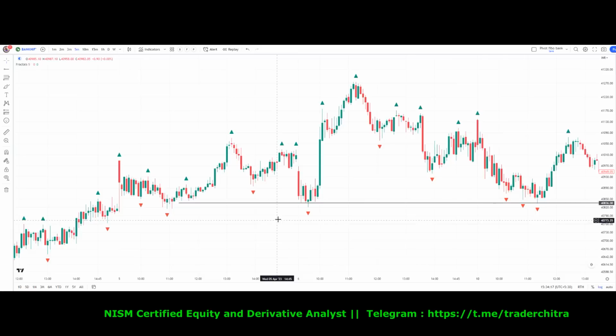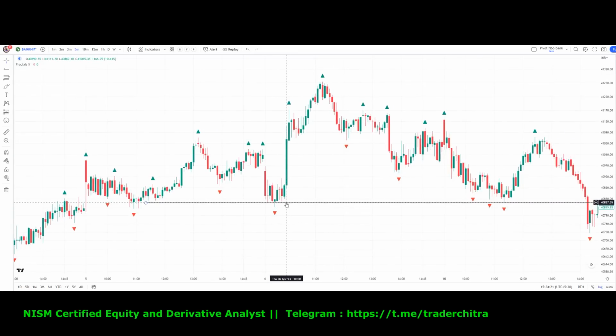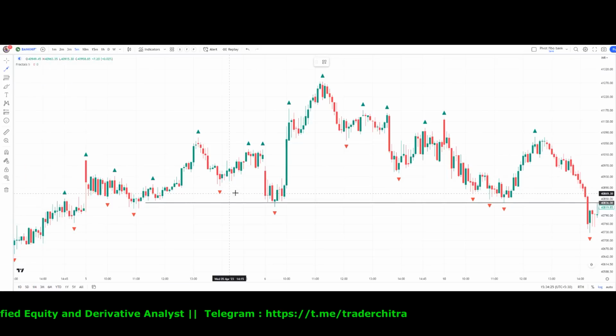And we got the bearish fractal also. So, we will look into the short trade once this low is broken. Only if the price is breaking this low will we look into the short trade.